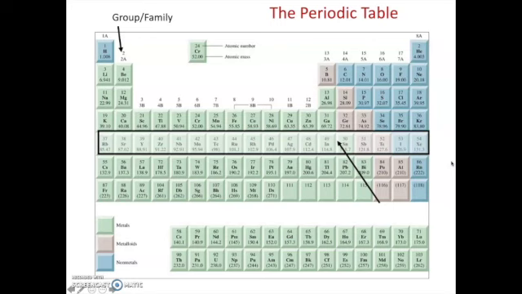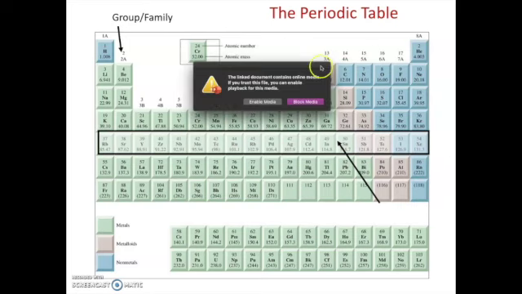So an individual row, this is the horizontal row shown here. An individual row in the periodic table is called a period. So that's why it's called the periodic table, is that they're organized as rows based on law of periodic properties, which we'll get to in a second.